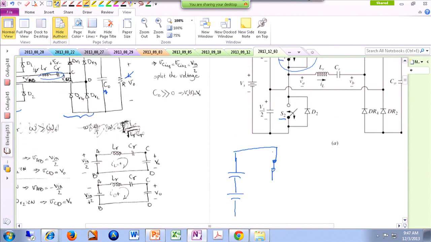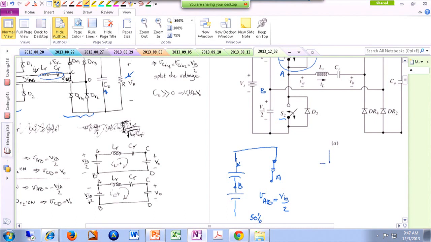All right, for 50% of the time, so this is point A, and I label this to be point B. For 50% of the time, A is shorted to this node over here, to the positive terminal of this cap. So in that case, VAB will be the voltage of the cap, which is Vin over 2, the top cap.